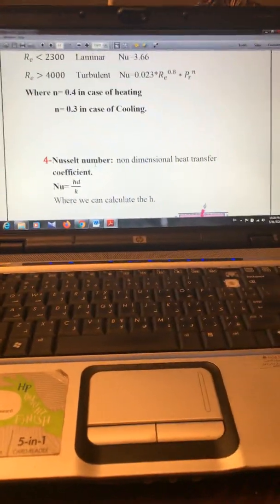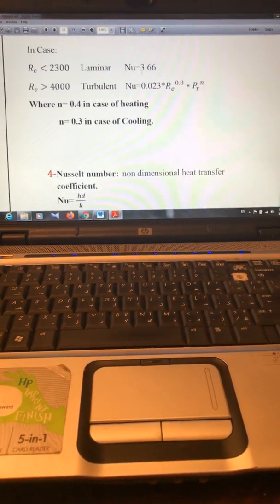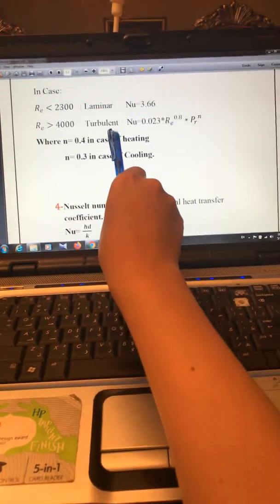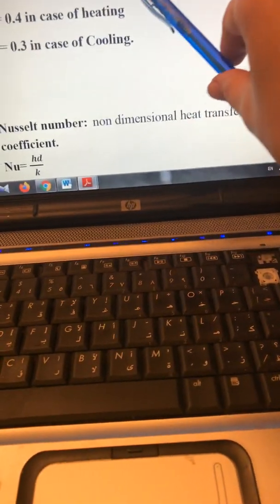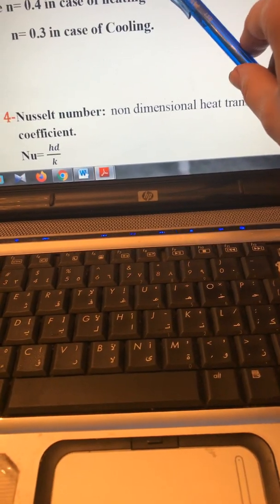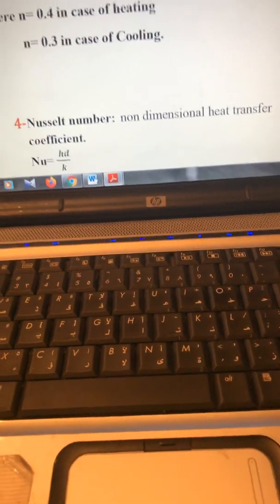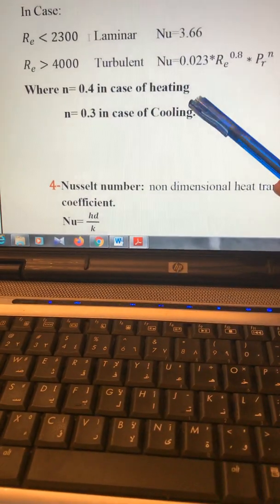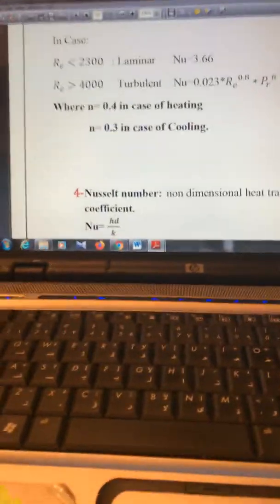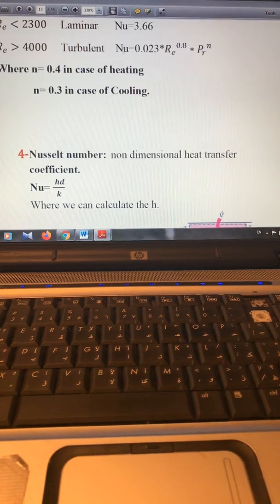These are the steps for the problem, how to solve it. So Nu is the Nusselt number. It will be 3.66 in case the flow is laminar. In case the Reynolds number is bigger than 4000, the flow is turbulent, and the Nusselt number will be calculated by this equation: 0.023 times Reynolds number to the power 0.8 times Pr to the power n. Pr is also a coefficient for the fluid properties taken from the table, and n will be 0.4 in case of heating and 0.3 in case of cooling. It will be given in the problem whether the process is heating or cooling. So now you have the Nusselt number from this or that.